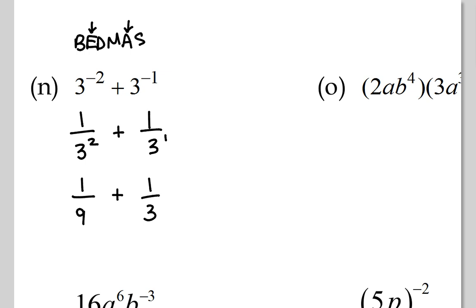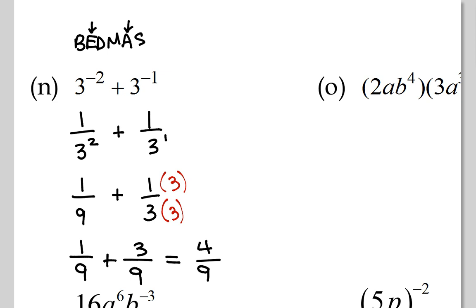Now to add fractions, you need a common denominator. That lowest common multiple is 9. Multiply top and bottom by 3 to get that. So you have 1/9 plus 3/9. This is 4/9. Well, that's a tough one. Got the exponent laws, order of operations, and then adding fractions. Everybody's favorite.